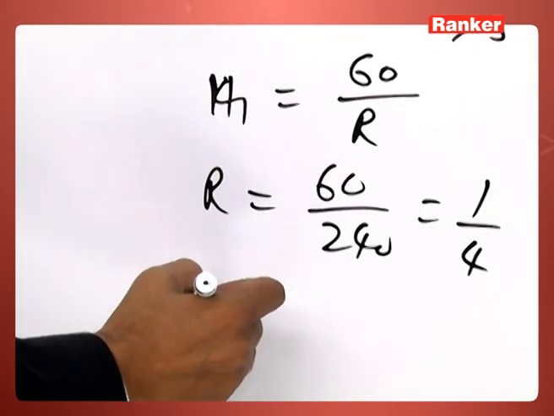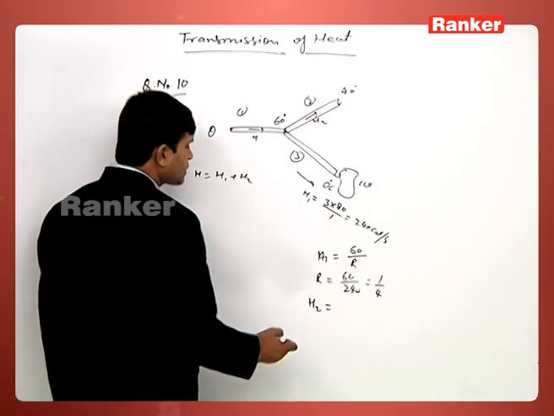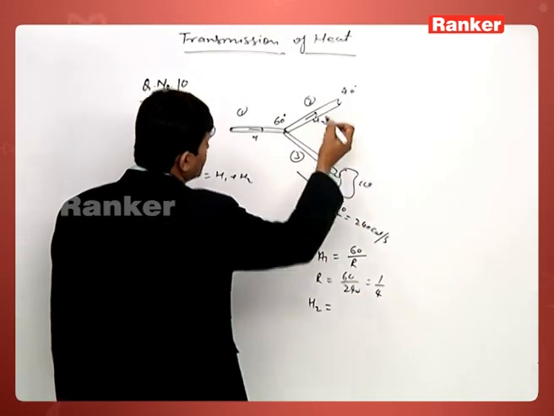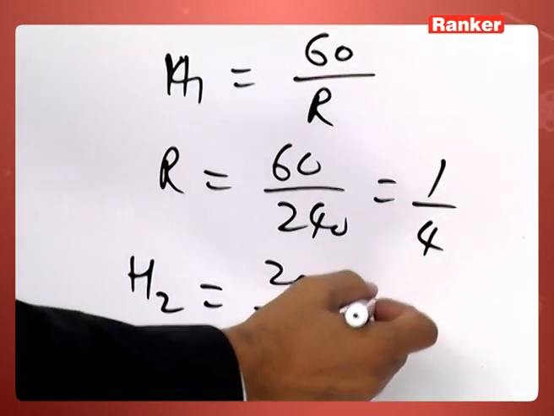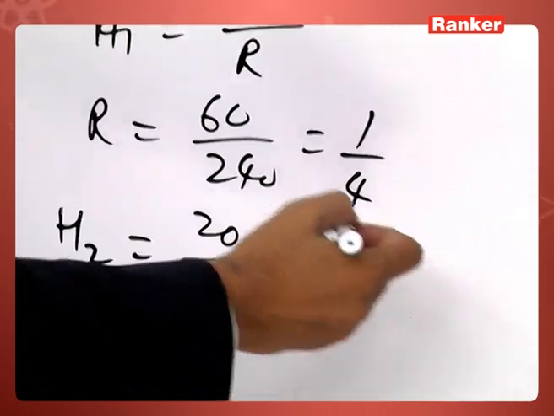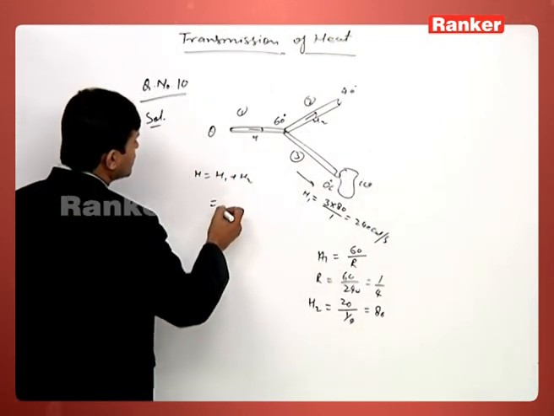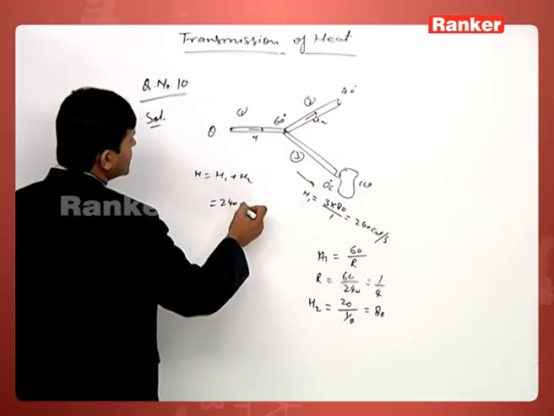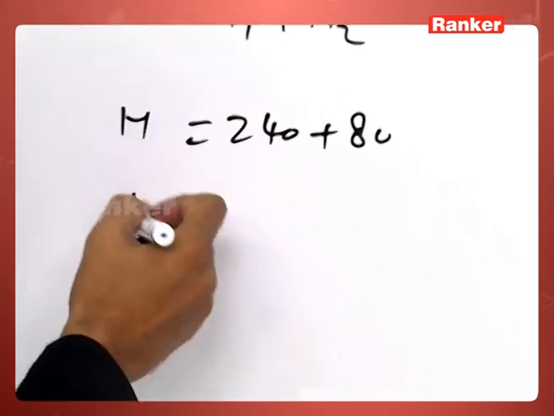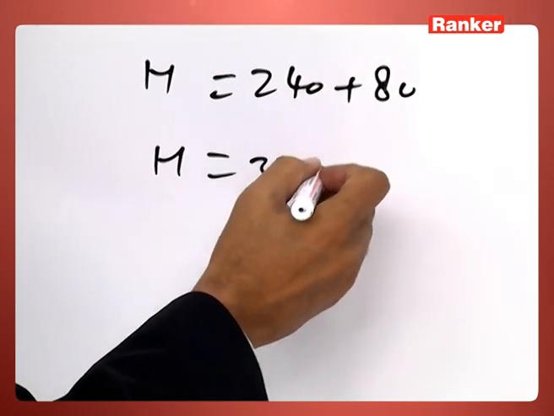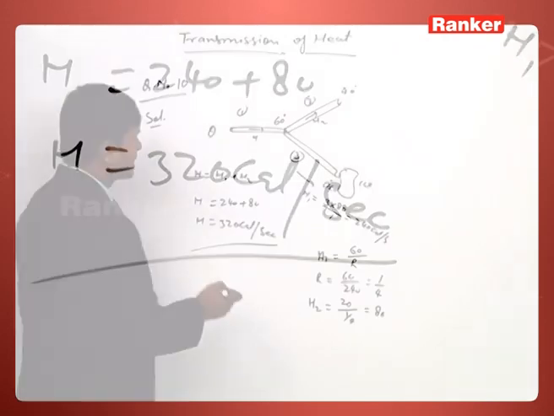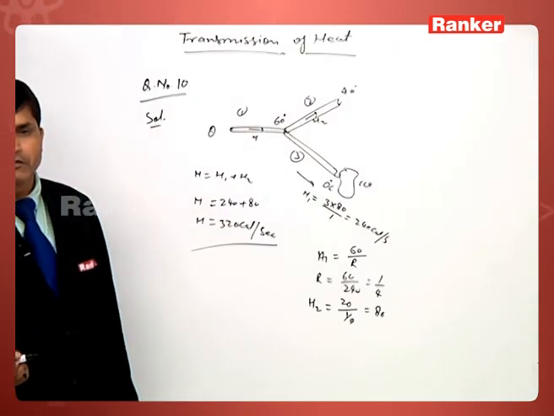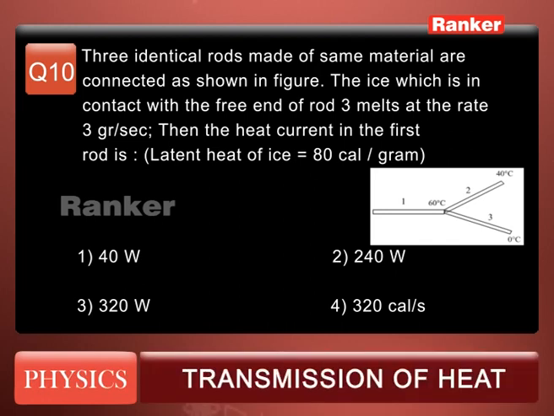So H2 is equal to temperature difference 20 by thermal resistance 1 by 4. So this is your 80. So H1 is your 240, H2 your 80. So H will be 320 calorie per second. This is the rate of flow of heat. So the correct option is option number 4.